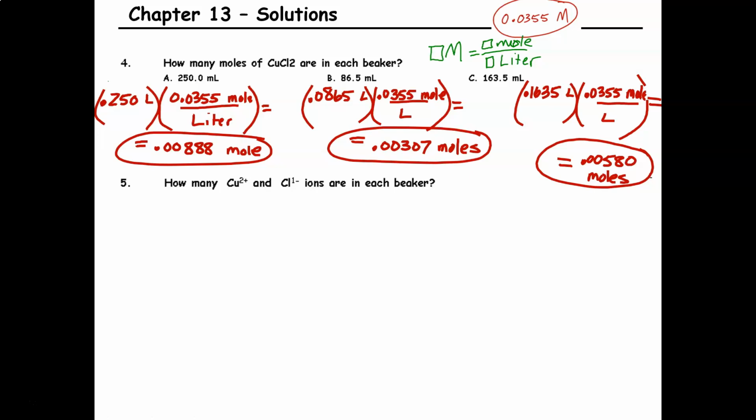Okay, question number 5. How many Cu2+ and Cl1- ions are in each beaker? Now, realize when you dissolve something like copper chloride, CuCl2, it dissociates. It dissolves. The ions break apart and they just float around in the solution. For every one of those CuCl2s that I dissolve in the solution, I'll get 1 copper ion and 2 chloride ions in the solution.